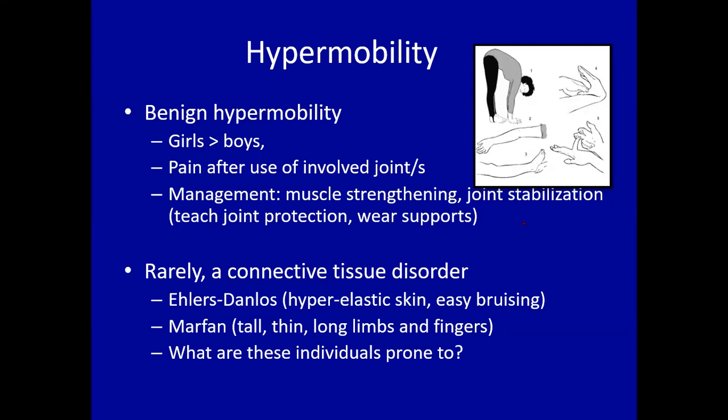Hypermobility is a common finding in young children. As they age, though, we want to be concerned about some of these connective tissue disorders like Ehlers-Danlos and Marfan syndrome. These individuals are more prone to a whole bunch of things, but aneurysm is probably one. Also, spontaneous pneumothorax.